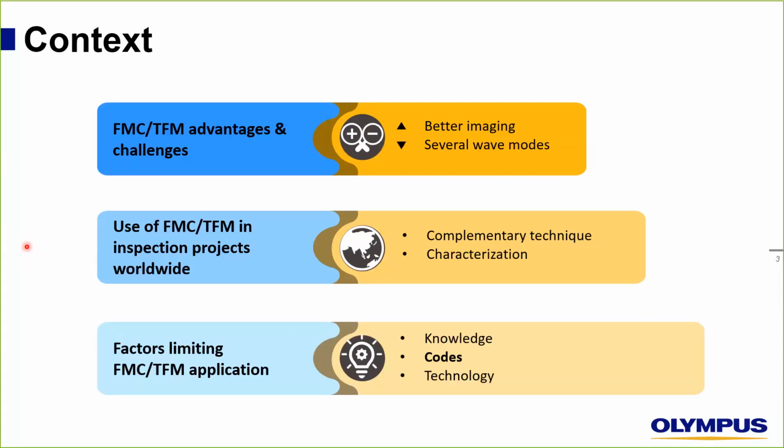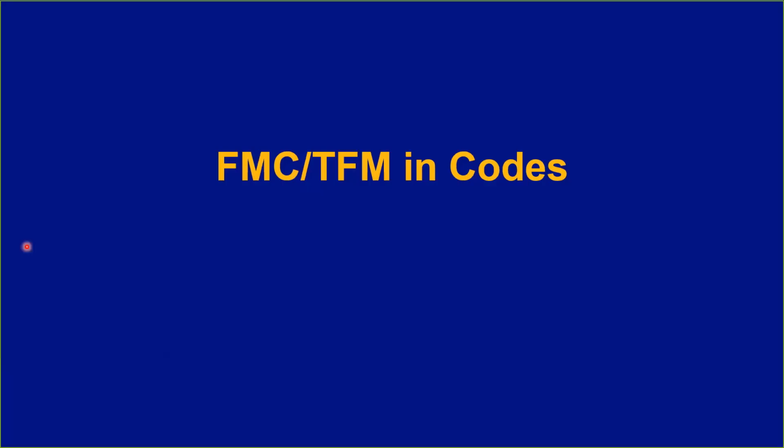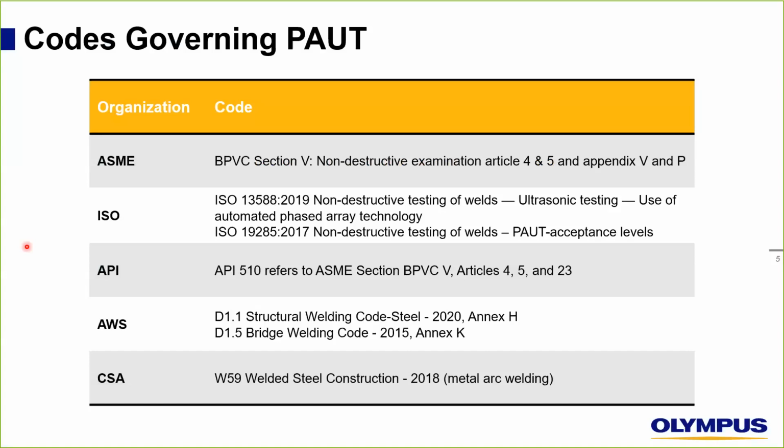This leads us to our first section, FMC TFM in codes. Before we start talking about FMC TFM in codes, I think it's good that we review the list of codes that already incorporated phased array, as it could be a sign that they will probably, and hopefully, add an FMC TFM section in the next few years. The ASME code actually started with some code cases talking about phased array and how to do this technique, and then it came with an included part on phased array. So now in Article 4 and 5 and Appendix V and P, we have phased array.